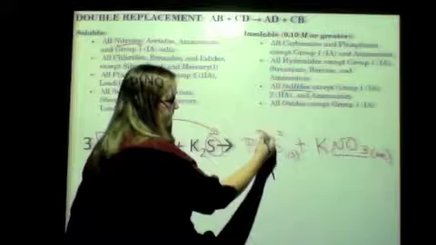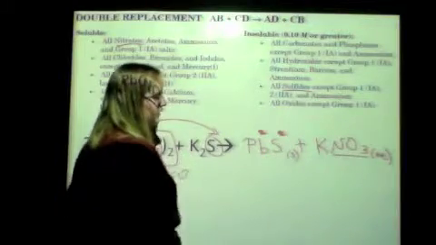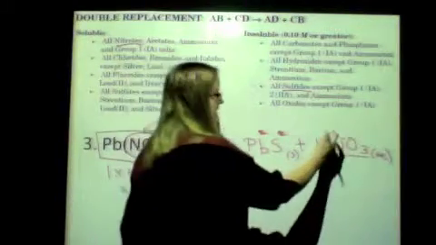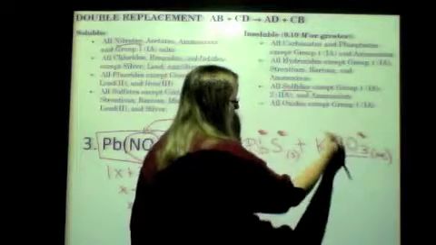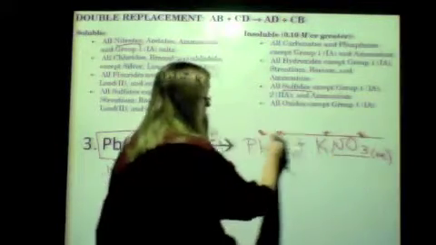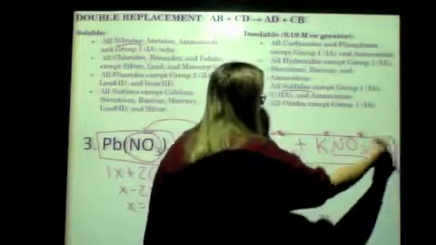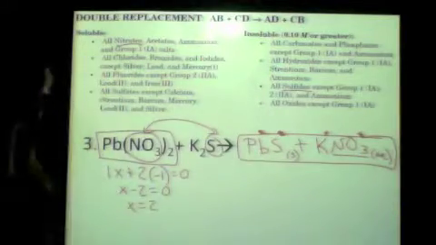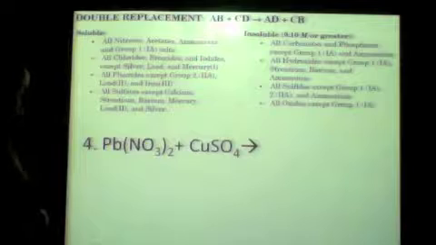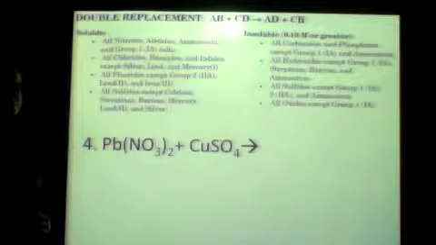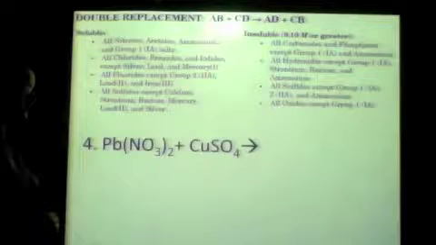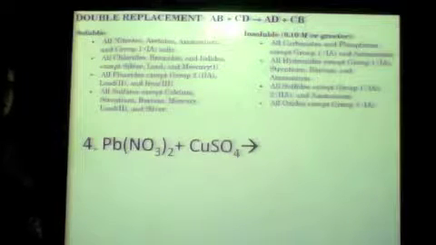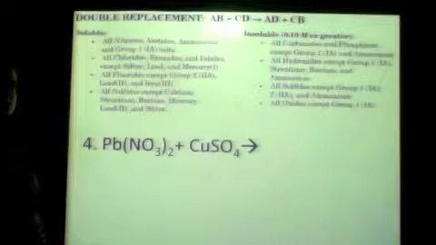When we crisscross, they're both 2s, so they end up canceling. K has a charge of 1, NO3 has a charge of 1, so they also end up canceling. Final answer. The fourth one, you need to pause the video and try this one on your own. When you're done, restart the video and check your answer.